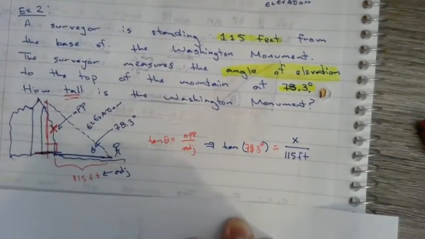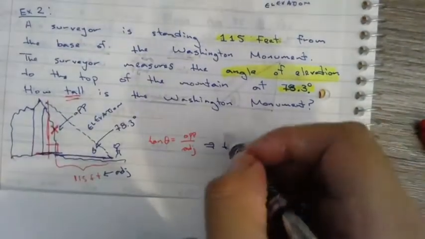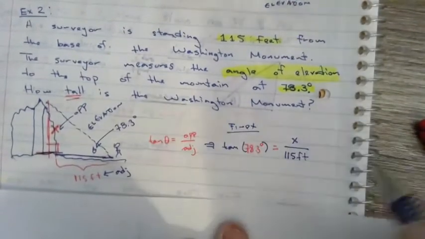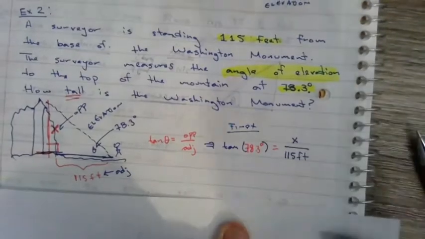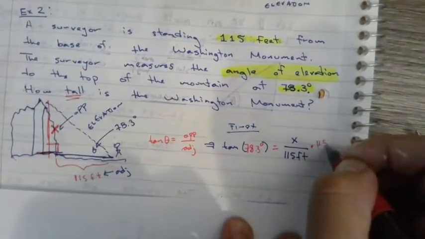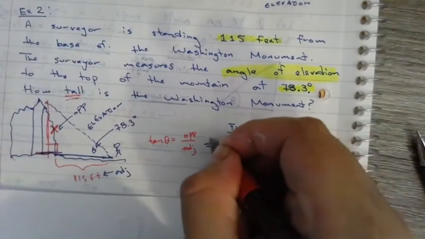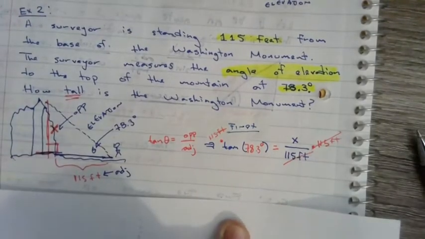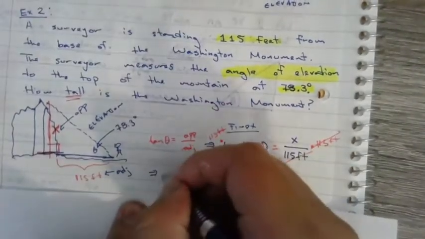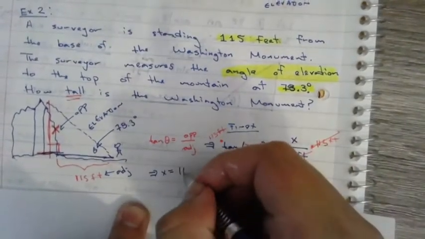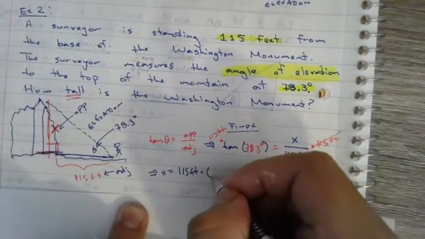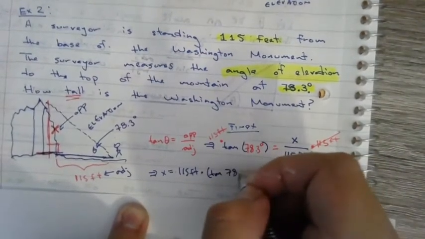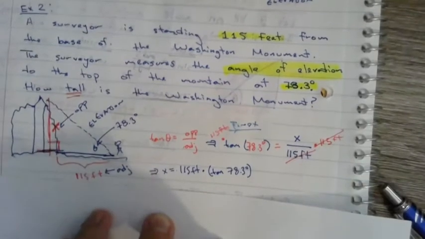Now, since we want to find x, we're going to multiply both sides by 115. I'm going to multiply this side by 115, and then I'm going to multiply this side by 115. What's going to happen is that this is going to cancel and that's going to cancel. So once you write it down here, your x equals 115 feet times tangent of 78.3 degrees.